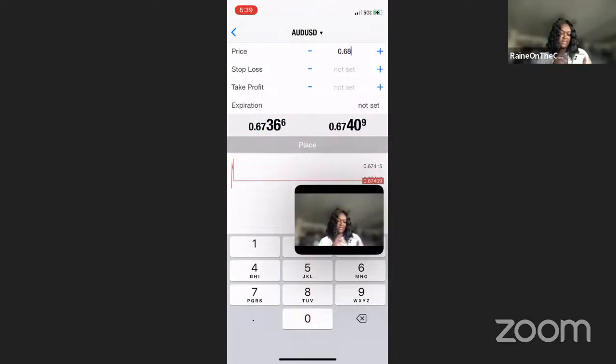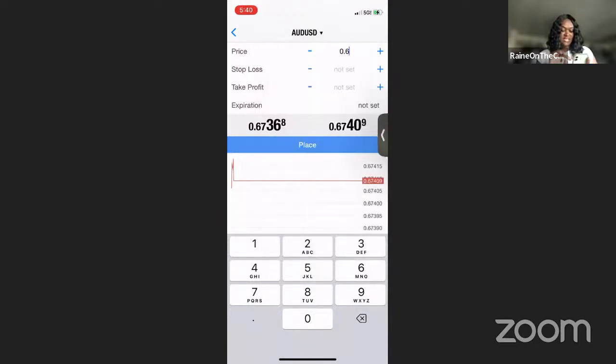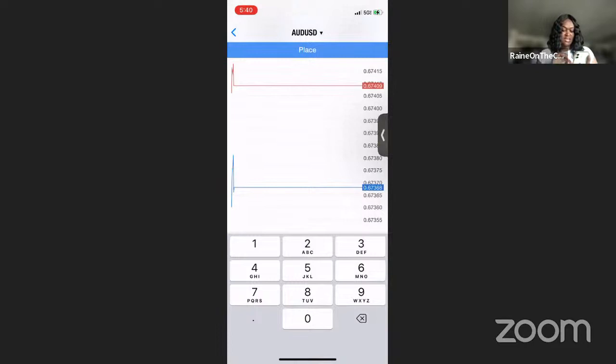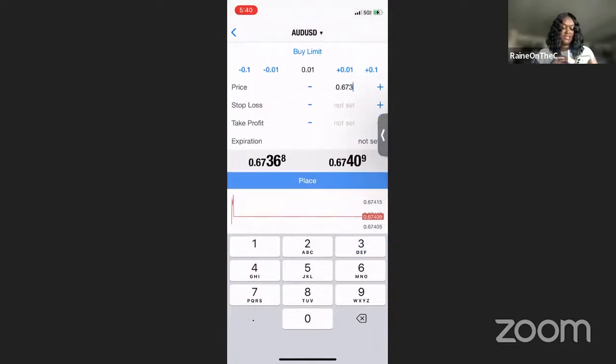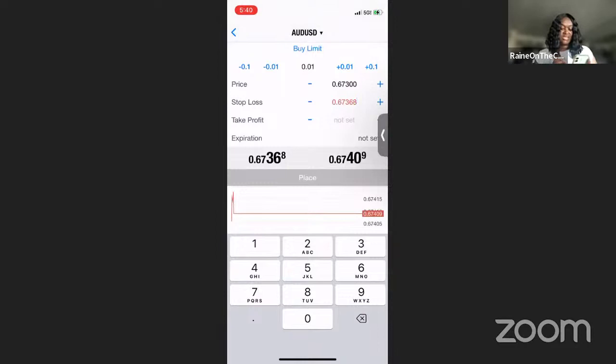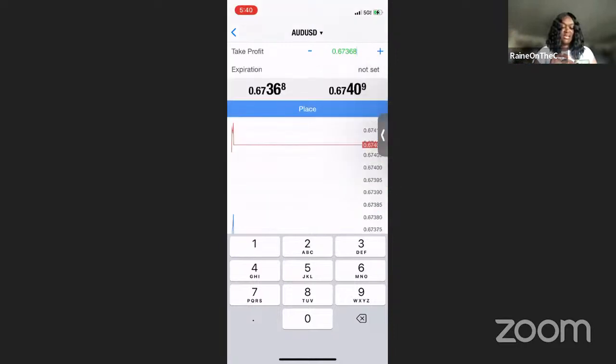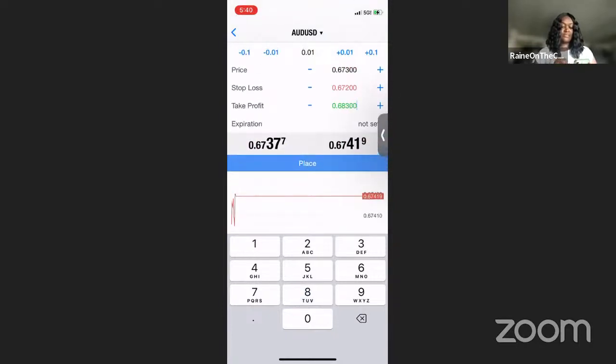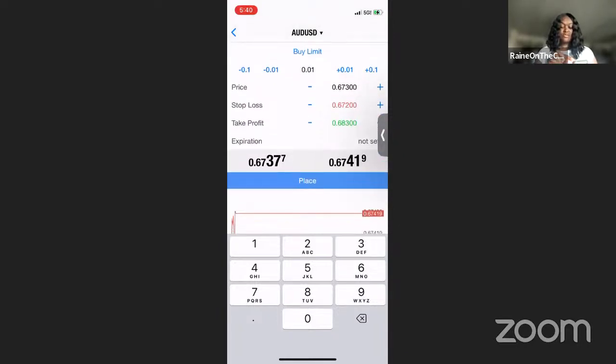Hold on. Buy limit means it has to be below the price. Sorry. Let's do 0.673. That's the entry price. All right, then let's say the stop loss is going to be 0.672. The stop loss needs to be below the entry price if it's for anything going up, right? And then the take profit, let's say it is 0.68300, right?